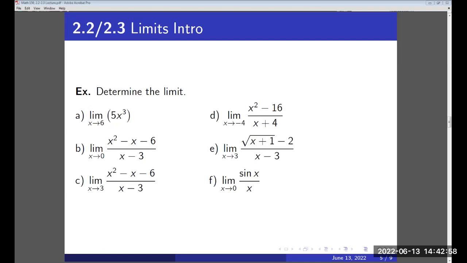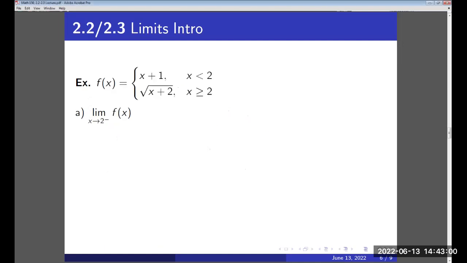Let's move ahead and see something even different. Now we have a piecewise function. f of x equals x plus 1 when x is less than 2, and f of x equals the square root of x plus 2 if x is greater than or equal to 2. Hopefully you are familiar with piecewise functions. They definitely come up in pre-calc and so on.